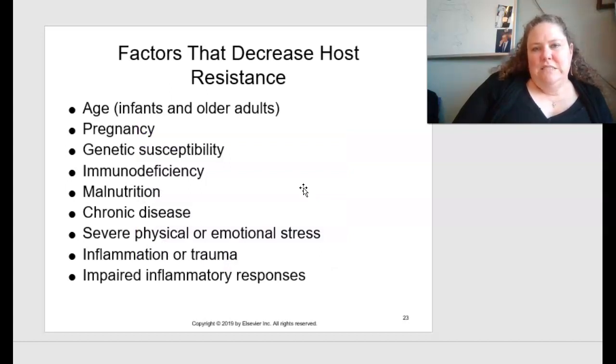So what about factors that decrease host resistance? Well, this would be age. So infants and older adults have weakened immune systems, right?